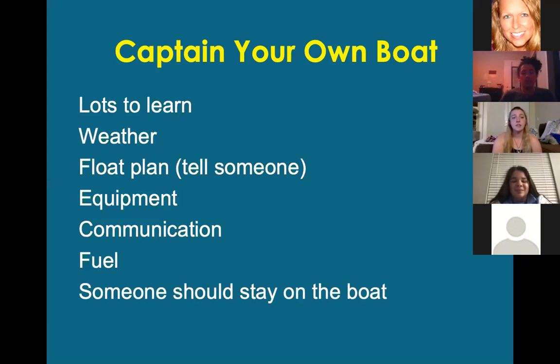And someone should stay on the boat at all times. So not everyone should be in the water. You should have one person who's going to stay on the boat as a safety precaution. You want to make sure everyone can get back onto the boat, and if something were to happen, there would be somebody there to call for help.